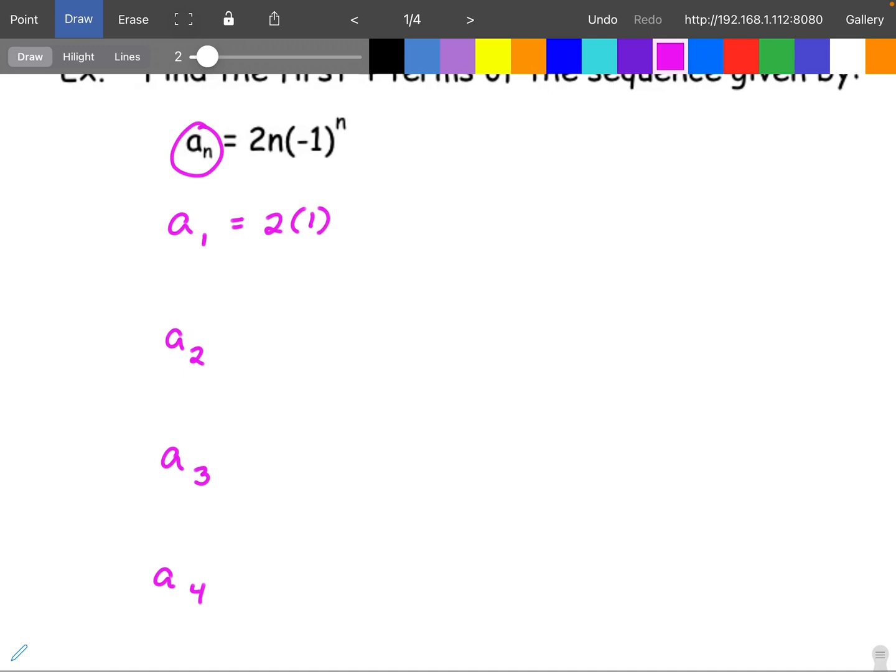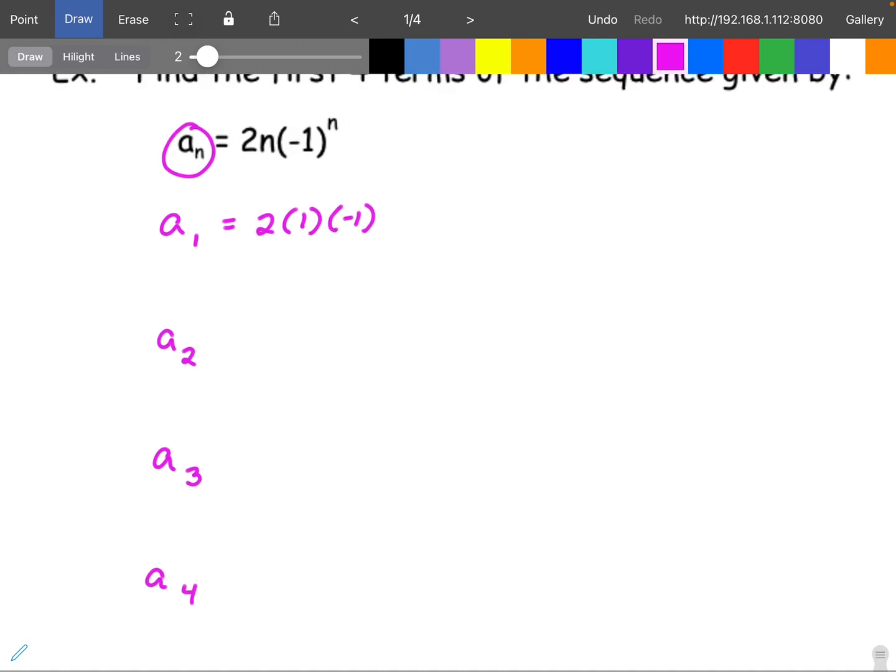So I have 2 times n, which is 1, times negative 1 to the n power, and n is 1 again. So then I just need to simplify this. Let's start with the negative 1. Negative 1 to the first power is going to be negative 1, so that's going to remain 2 times 1, and then negative 1 to the first power is negative 1. So if you multiply those three numbers together, you just get negative 2.